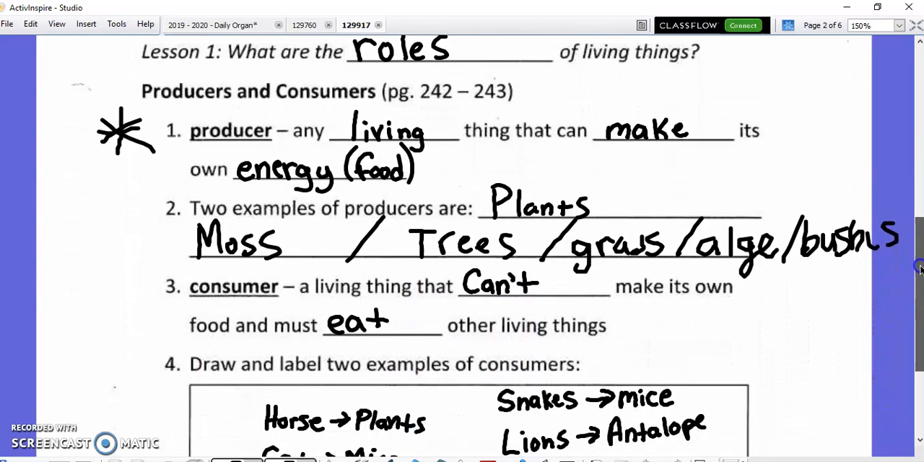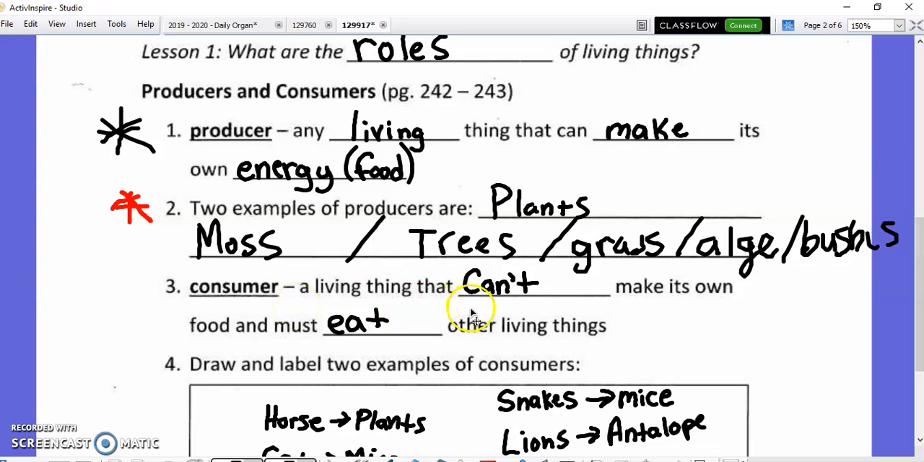Producers and consumers is where we'll start. A producer is a living thing that can make its own energy or food. Notice the star next to the first one. You need to know this definition, what a producer is. Examples of producers are plants, moss, trees, grass, algae, and bushes. I think it's important to know these examples as well, along with what a producer is.